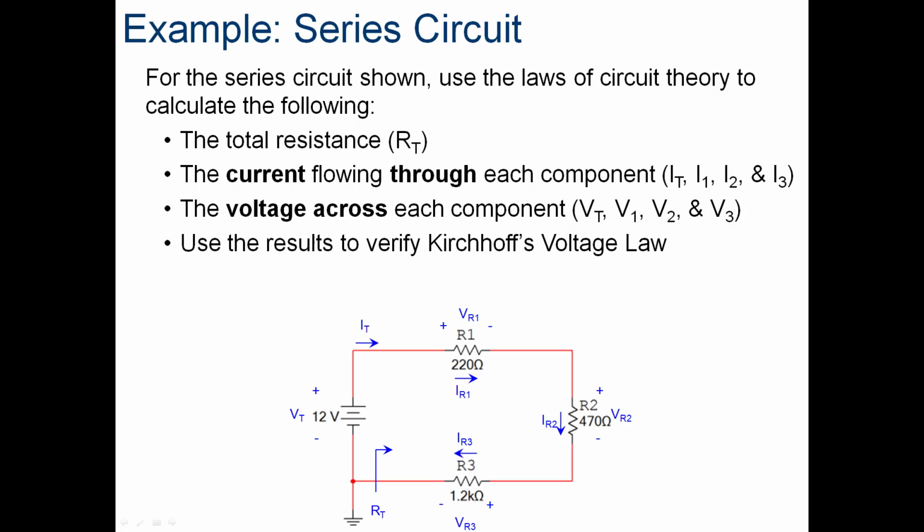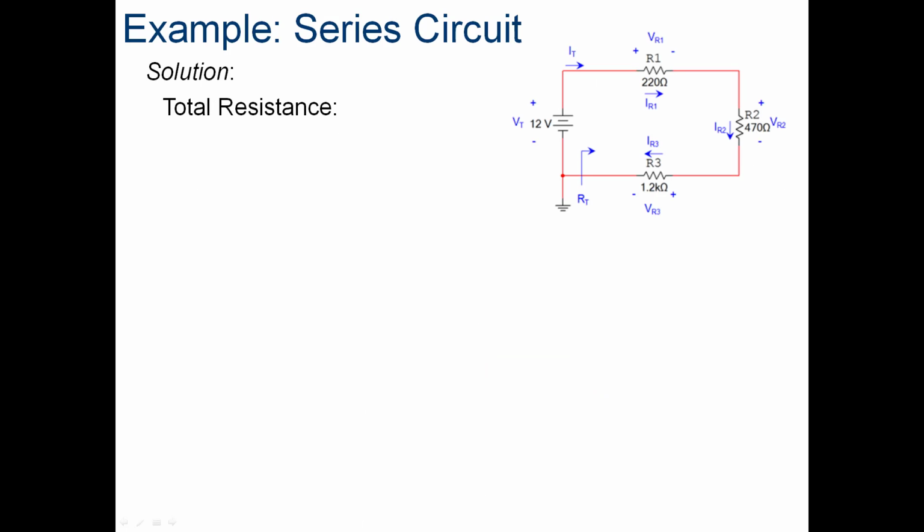So let's look at this series circuit, and let's solve it by calculating what the total resistance would be, and then the total current flowing through, and then the voltage drop across each element, and verify the result. So first we need to look at the total resistance. And the total resistance in a series circuit is nothing more than the sum of all the resistances in the circuit. So my RT is R1 plus R2 plus R3.